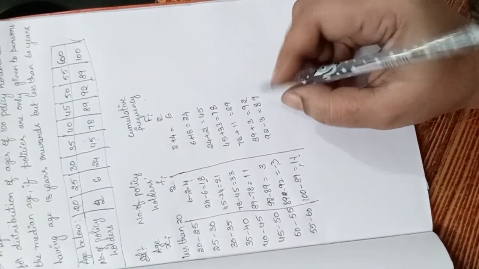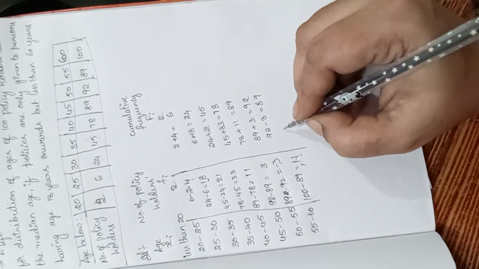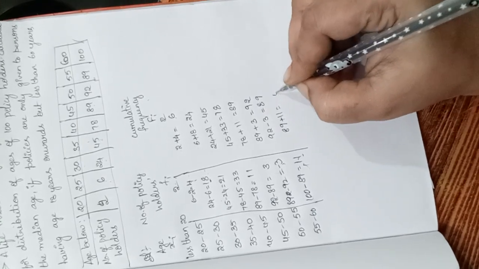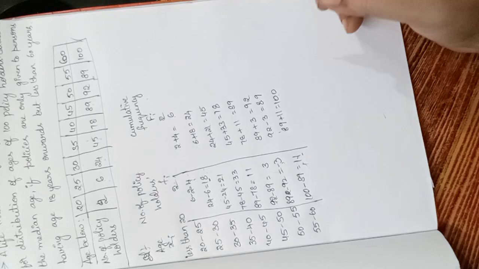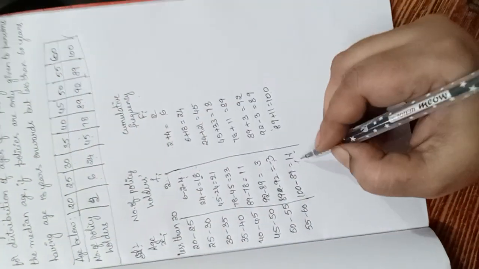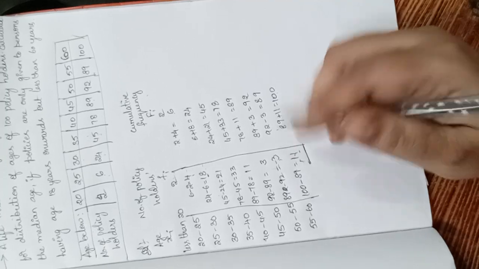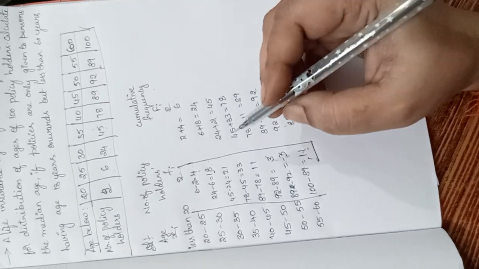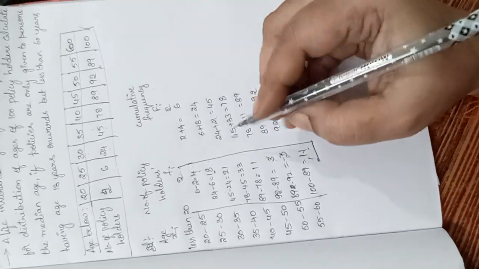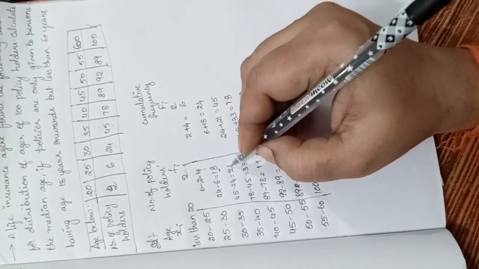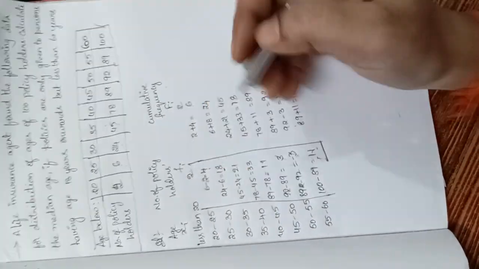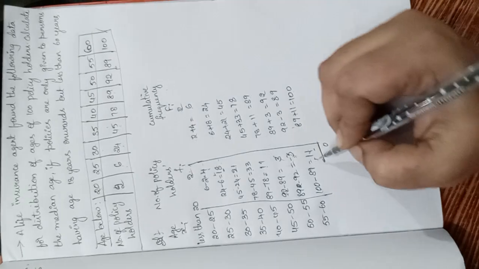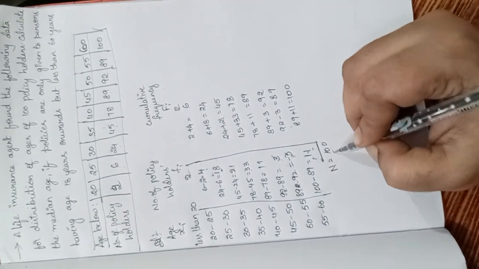Now here again, till here what is left? 89 plus 11, you will get 100. Now if you add, first you have to add the normal frequency. Here minus 3 plus 3 cancel. So the remaining numbers we have to add: 1 plus 1, 2 plus 3, 5, 6, 14, 18, 20, and so on, 110. So 100. N is equal to what we got?